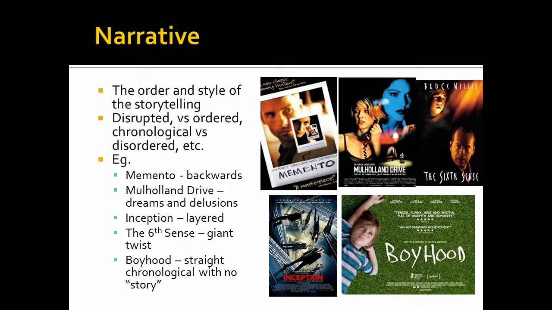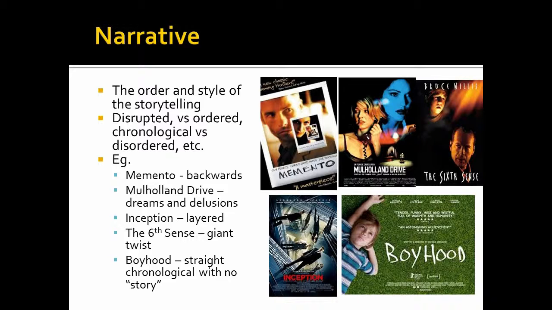Mulholland Drive, the entire film is from the point of view of a character who's insane. How do you know what's real and how do you know what's not? Instead, you just have to go with what she perceives and try and understand and make meaning of what's going on. The Sixth Sense, for anybody who hasn't seen it, has a really giant twist, and the twist happens in the last 5 minutes of the film. And I'm not going to tell you what the twist is, I don't want to spoil it, but once you understand that twist, the entire meaning of the film changes. Inception, how do you know what's real? The layers of dreams create different layers of reality.